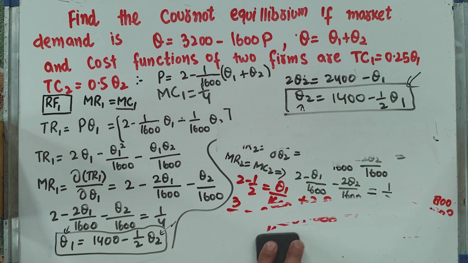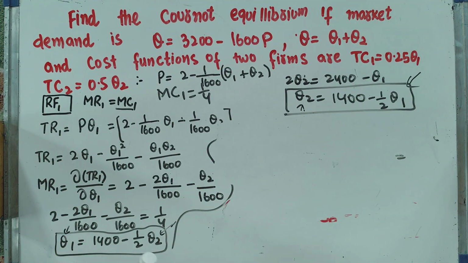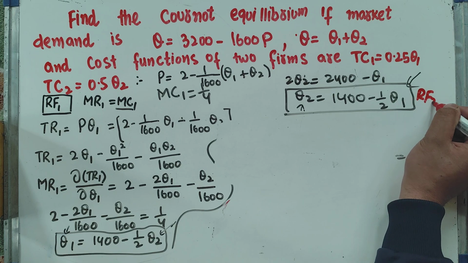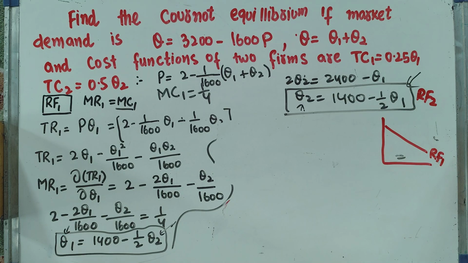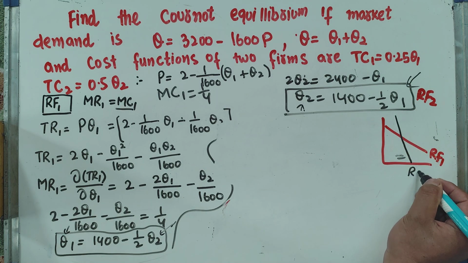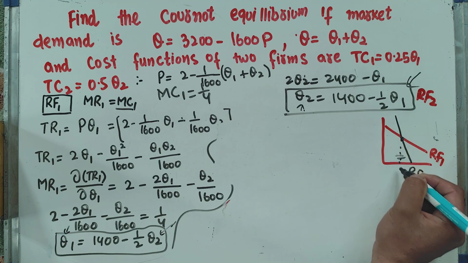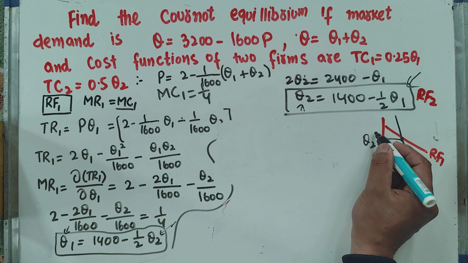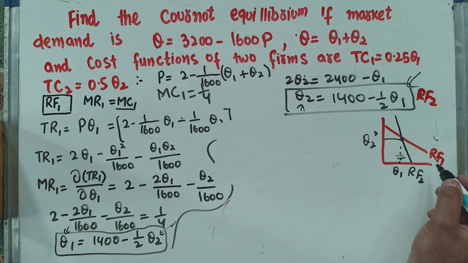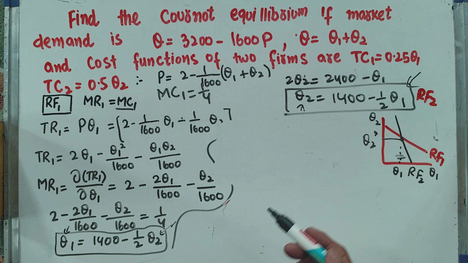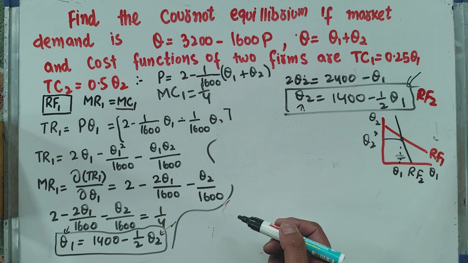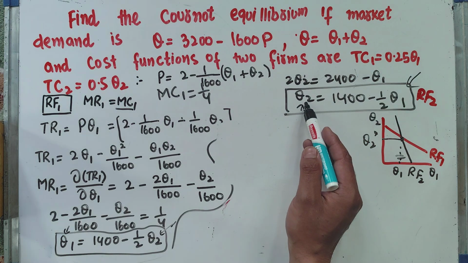Okay, so we have the two reaction functions now. Graphically, let us say this is RF1, then we have reaction function RF2. This point will give us the optimal quantity of firm 1 and optimal quantity of firm 2, with q1 on this side and q2 on this side. To find the optimal quantities produced by the Cournot firms, we equate their reaction functions. Let us plug the value of q2 in this equation.